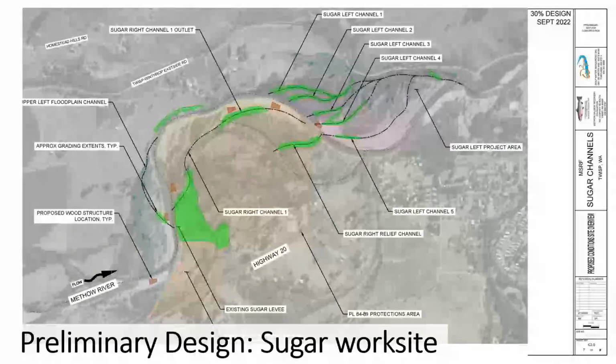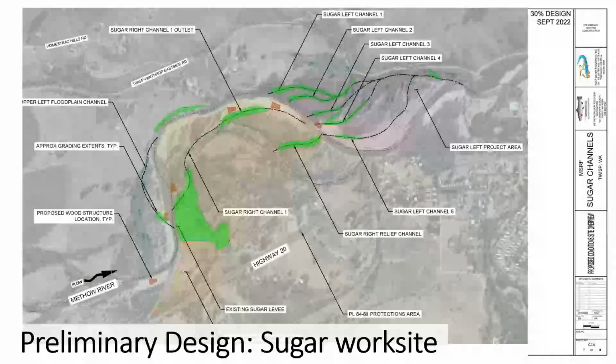Green areas mark areas of grading. So selective grading within existing channels to increase activation, and then also some selective grading at the tail end of the existing levee and fill area behind that levee. And that grading itself will help increase the activation of the side channel.